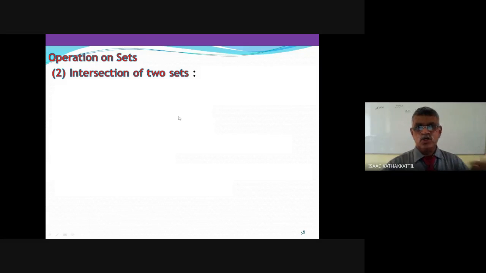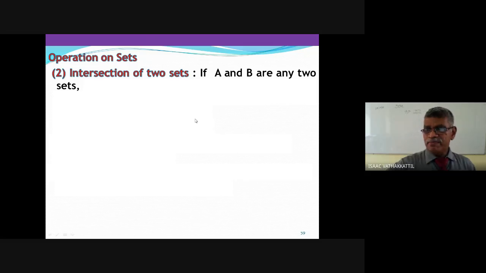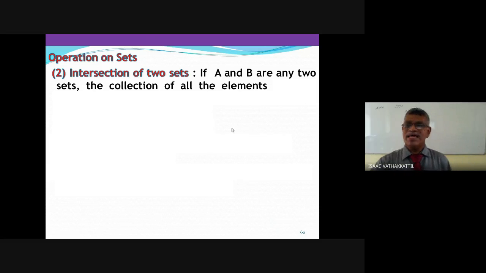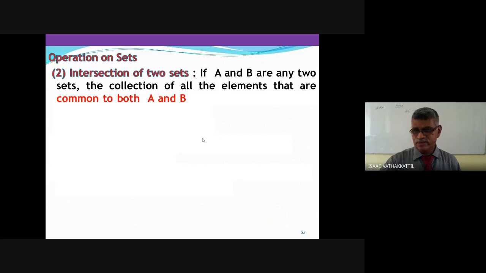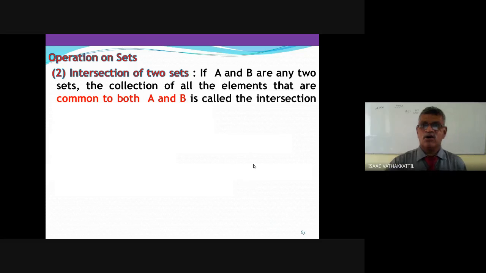First I had considered the union of two sets. Here we have the intersection of two sets. Let's go for it. If A and B are any two sets, the collection of all the elements which are common to both A and B is called the intersection of sets A and B. What is the intersection of A and B?